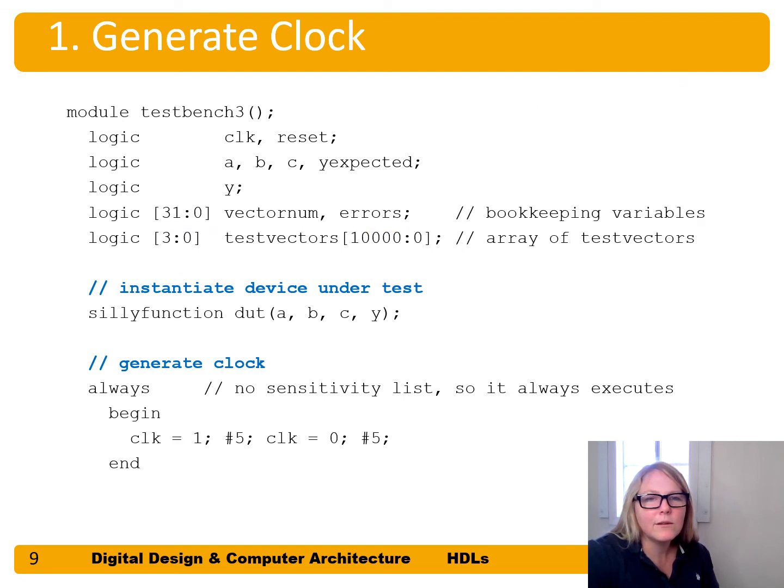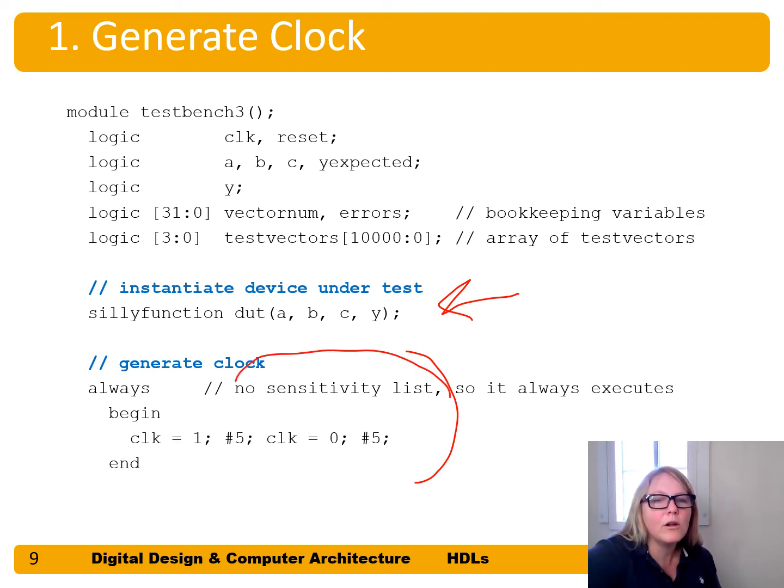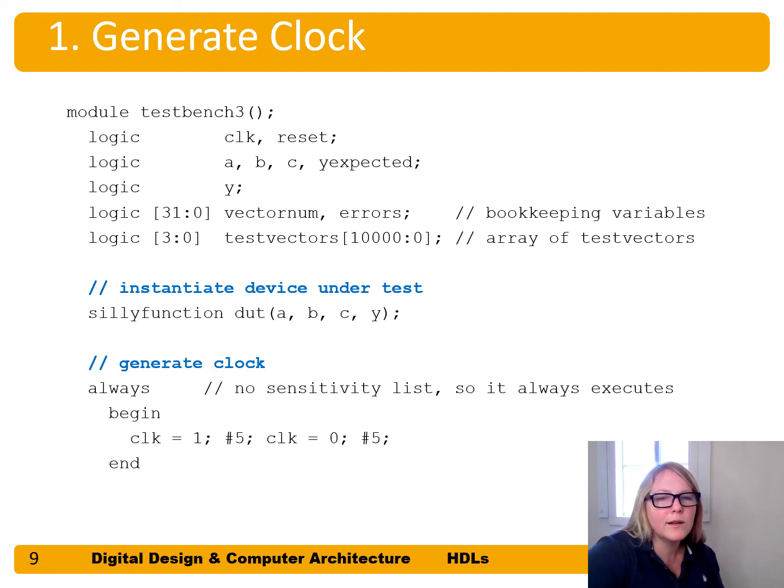And so we're going to instantiate our device under test, just like we did before. And now we have this always block that generates the clock. Because there's no sensitivity list, it always executes. So we have always, no sensitivity list. Begin, clock equals 1, 5 ticks later, clock equals 0, 5 ticks later, and it will repeat. So it's going to go 1, 5 ticks later go to 0, 5 ticks later go to 1, and so on. That's our clock generation.